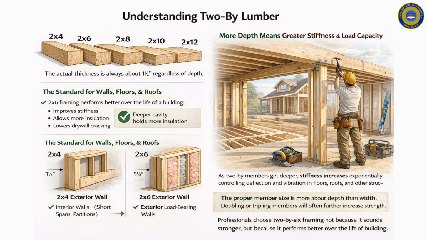These sizes are used for joists, rafters, ceiling framing, and beams when doubled or tripled. In these applications, depth matters far more than width. A deeper member resists bending dramatically better than a wider one. This is why engineers almost always increase depth before increasing width. Stiffness grows exponentially with depth, while width offers diminishing returns.